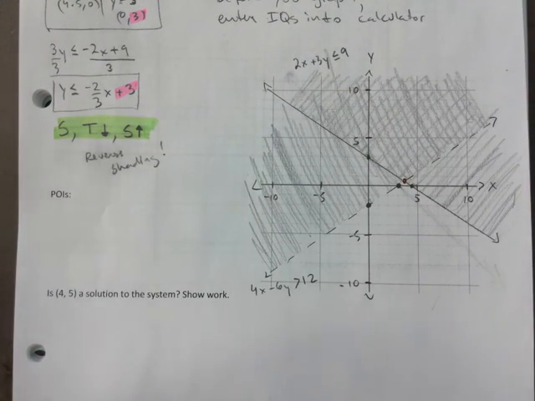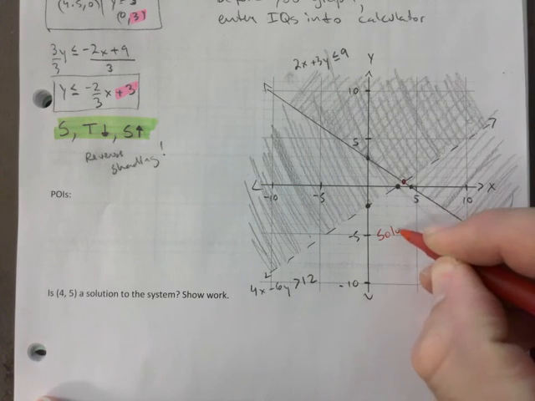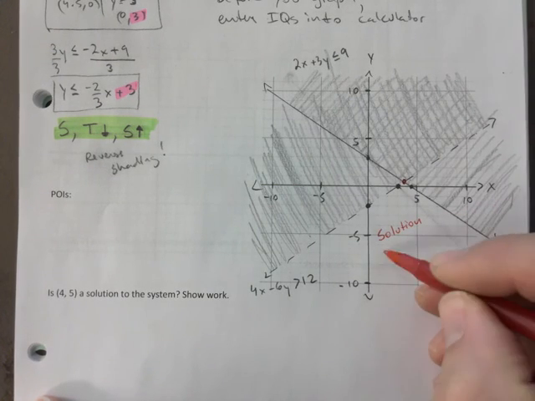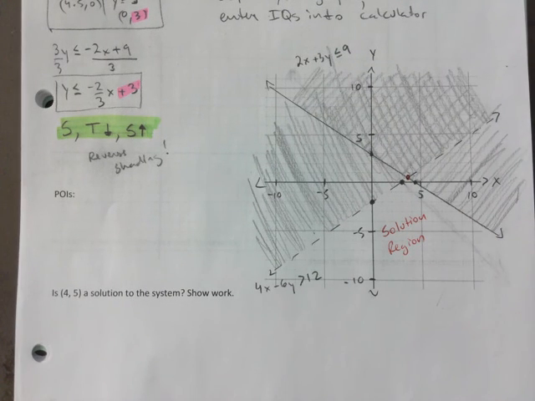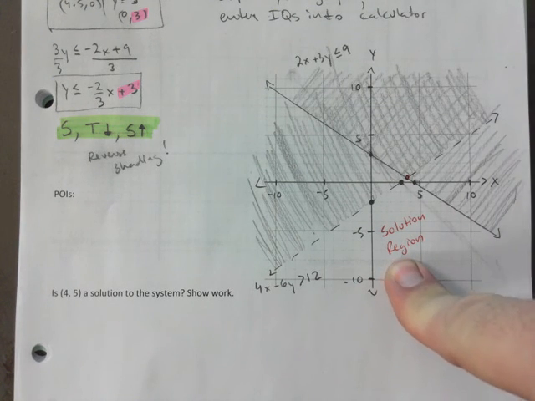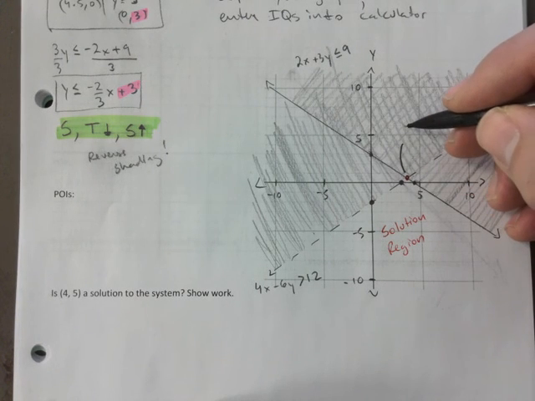So once you're done, because we used reverse shading, what is left, what is not shaded, is our solution region. Okay. And this is our POI, so we're going to figure that out.